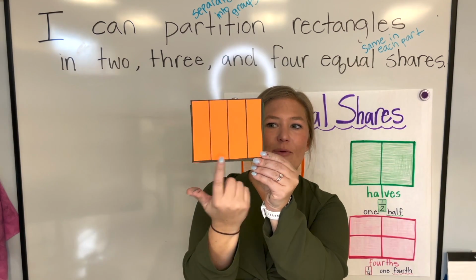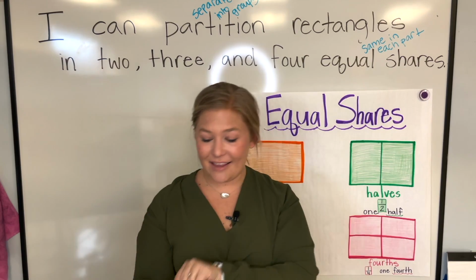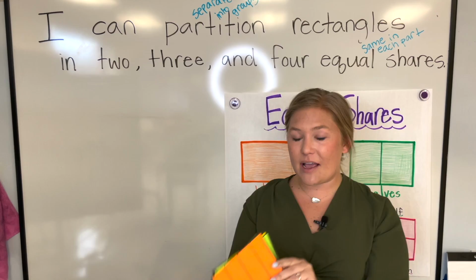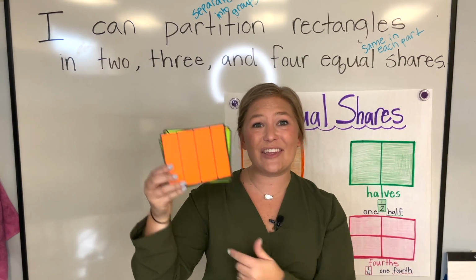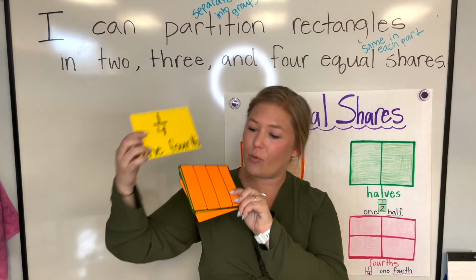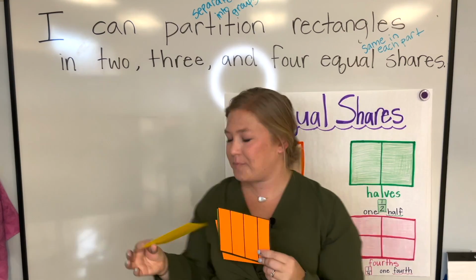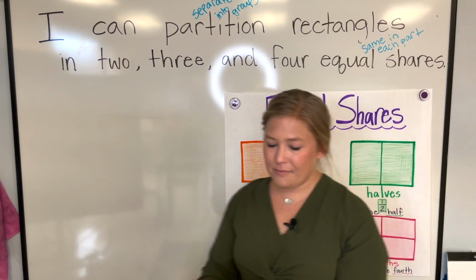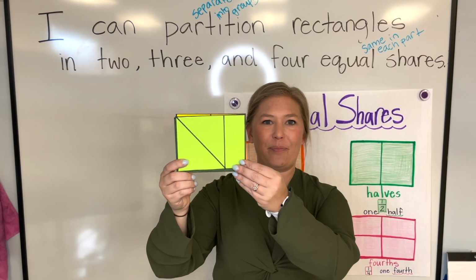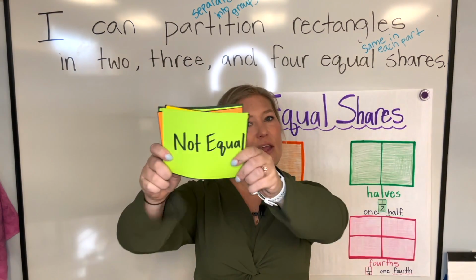Let's try another one. How many parts do we have? Are they the same size? Yes, they are. They are equal. And again, if I were to say color one part of this shape, you would be coloring 1/4. We have 1, 2, 3, 4 equal shares. All right, what about this one? Equal or not equal? You're right, this one is not equal.